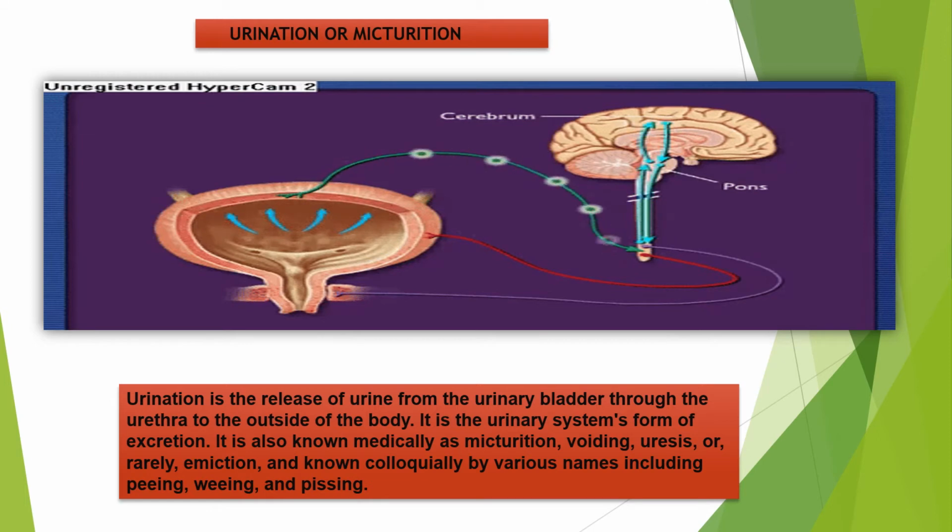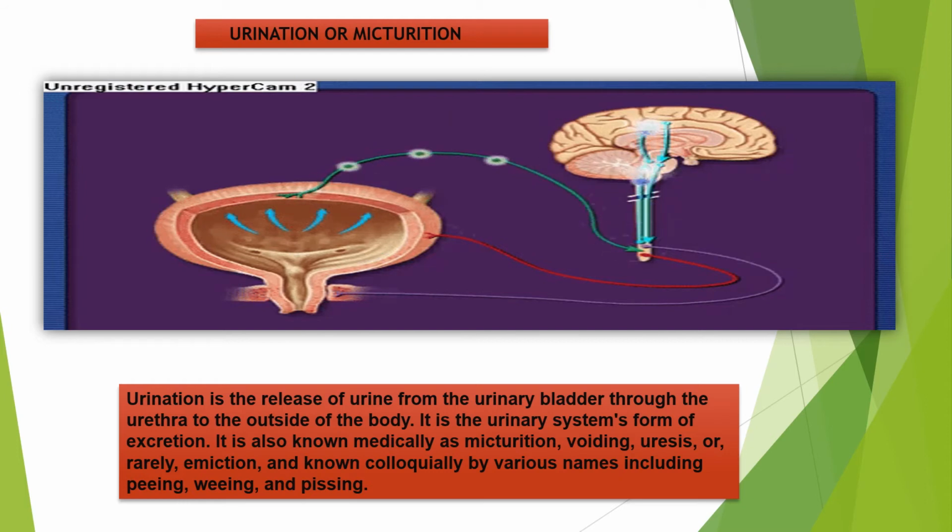Next one is urination or micturition. Urination is the release of urine from the urinary bladder through the urethra to the outside of the body. It is the urinary system's form of excretion. It is also known medically as micturition, voiding, uresis or rarely emiction, and known colloquially by various names including peeing, weeing and pissing.